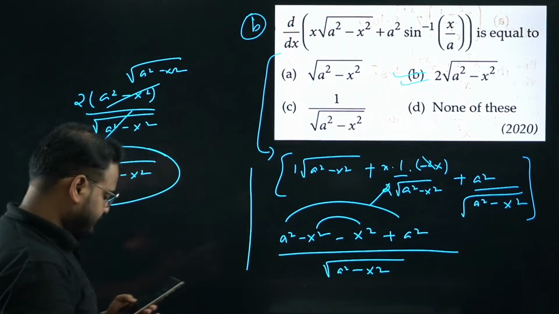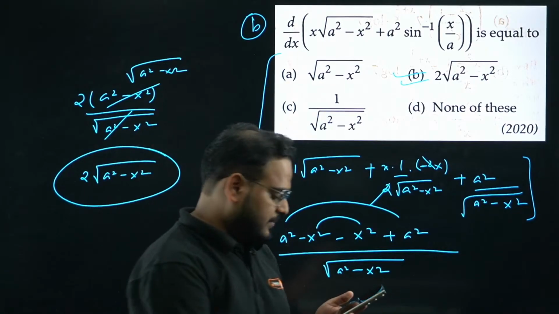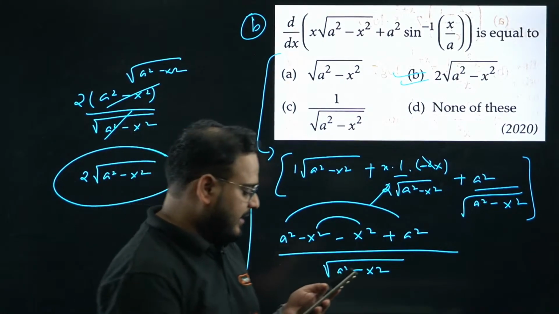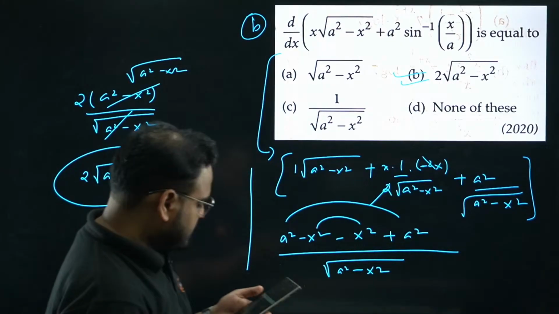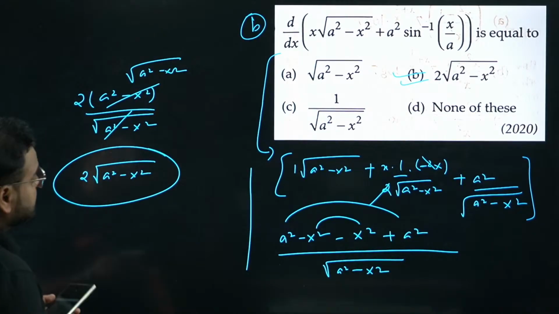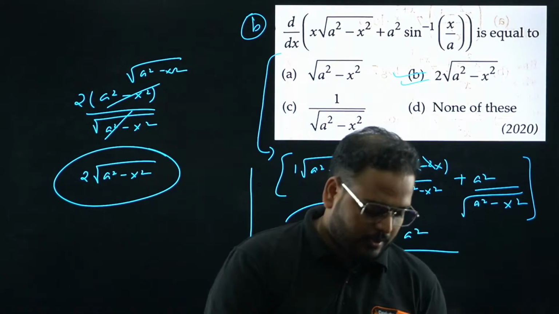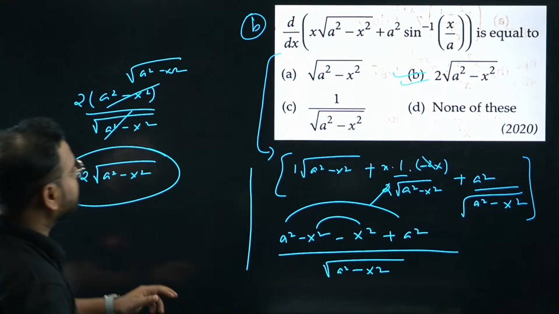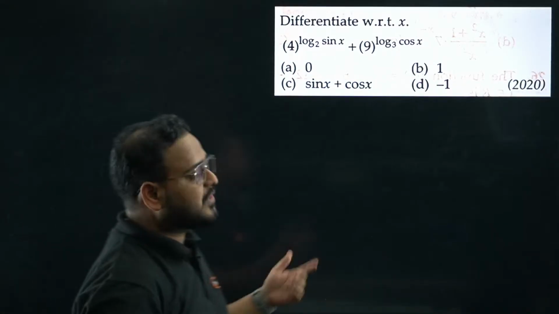Yeah, not simple, but yeah, not that difficult as well. So Sagufta correct, Rashmi A is incorrect, Chandu B is correct, Manoj B is correct. Clear hai? Done? Okay. Yes. Moving on now. Differentiate with respect to x this function.